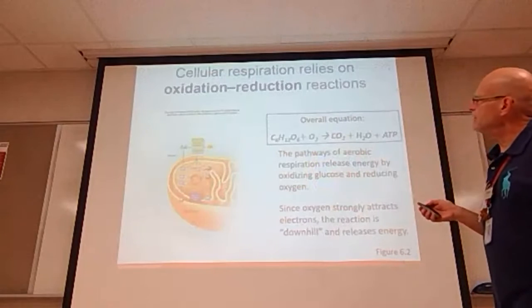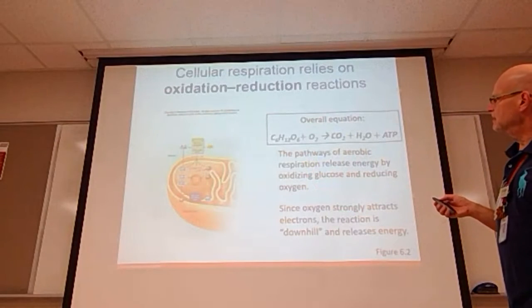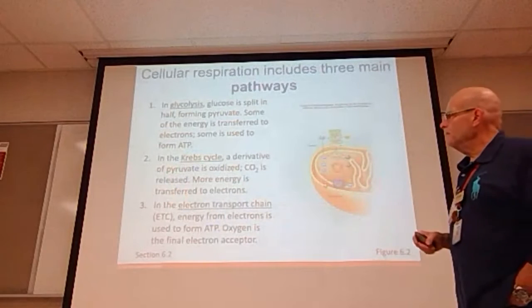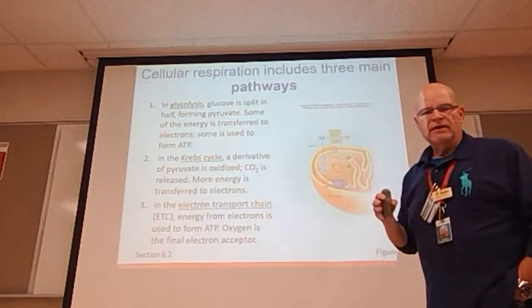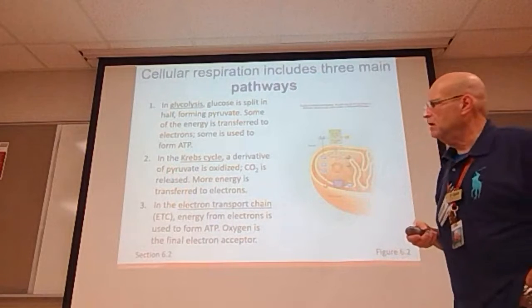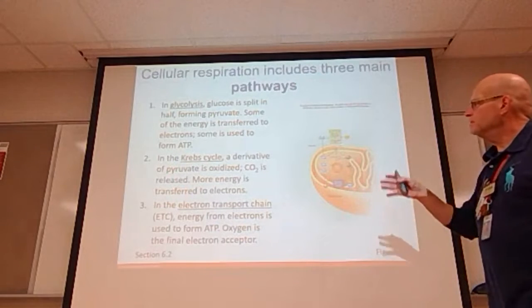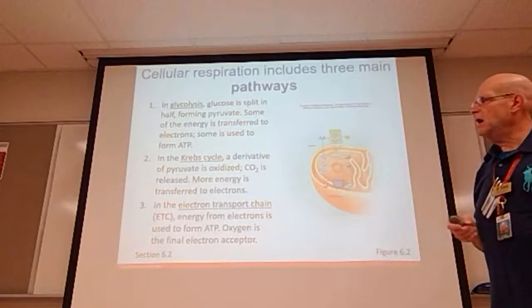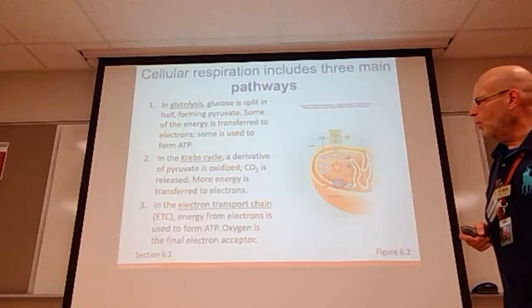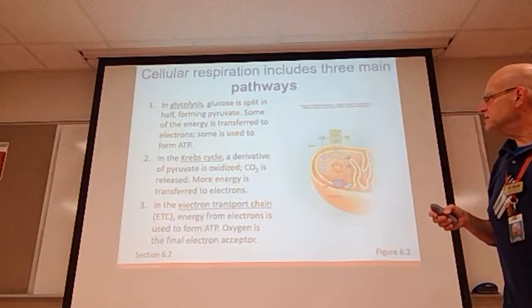In the Krebs cycle, let me see how this is done. In the Krebs cycle, a derivative of pyruvate is oxidized. That derivative, again, is called acetyl coenzyme A. Carbon dioxide is released, so it's during the Krebs cycle that the carbon dioxide is released. More energy is transferred to electrons.